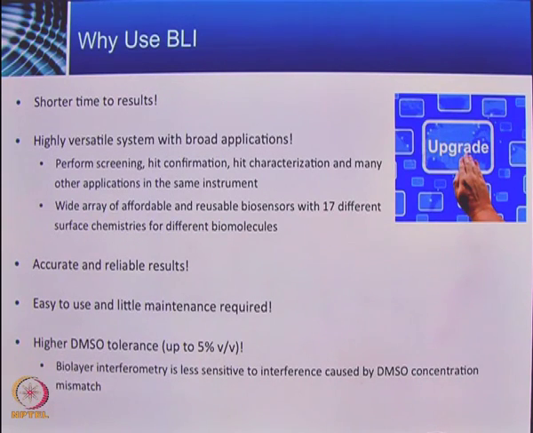So here, I hope that after going through this lecture, you have a better understanding of BLI technology and also understand how this technology will help you in your protein research. Thank you.